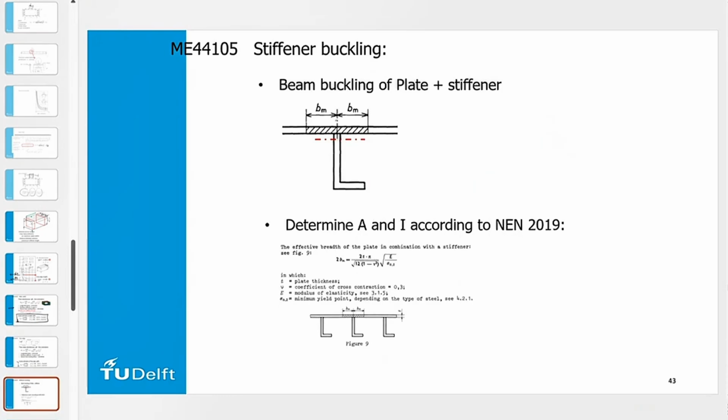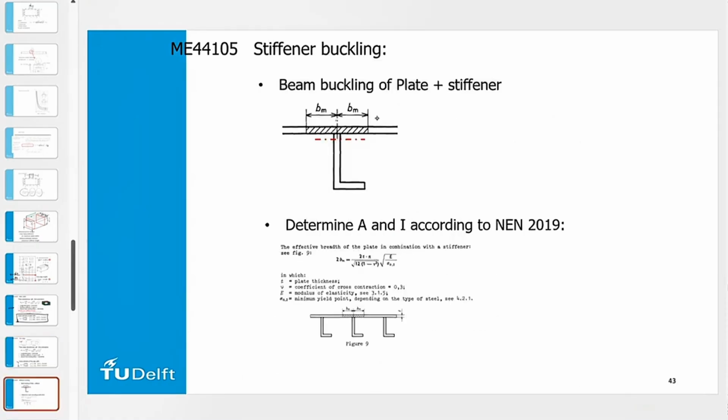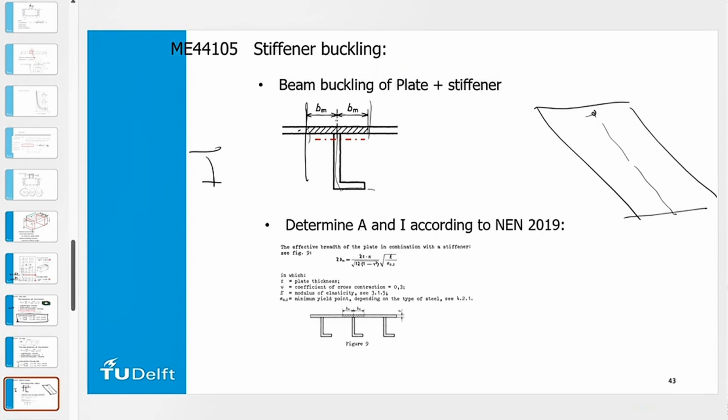If we now go to the stiffener buckling, we can take into account this effect by assuming that a stiffener plus a plate behaves as a beam. So if I have something like this with a stiffener in the middle, then I assume that my plate plus my stiffener combined form some kind of a beam with an I. And then I can calculate whether it buckles or not.